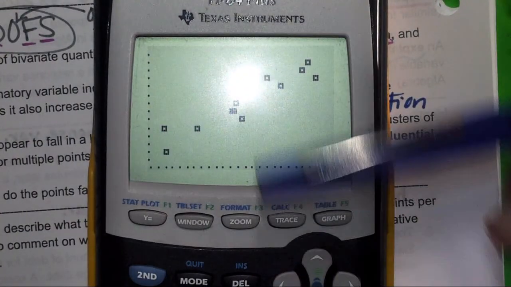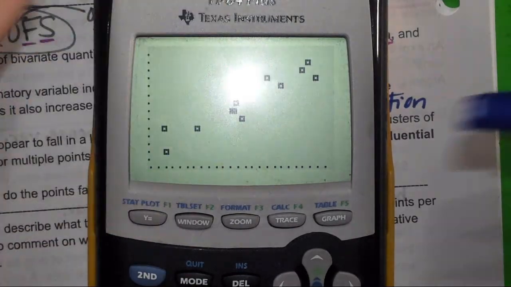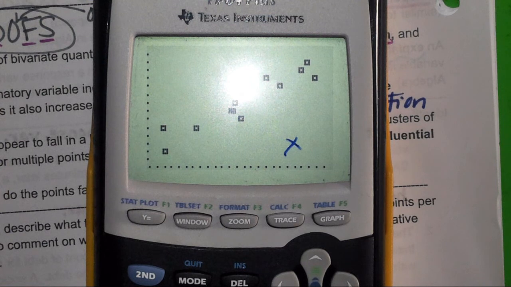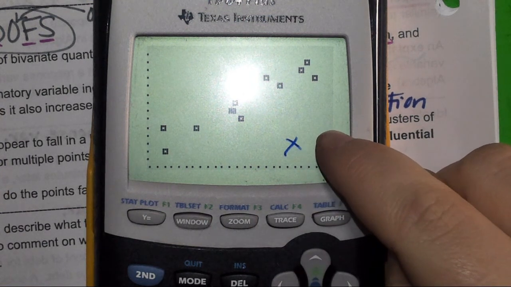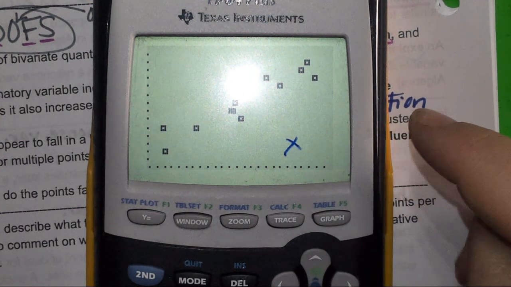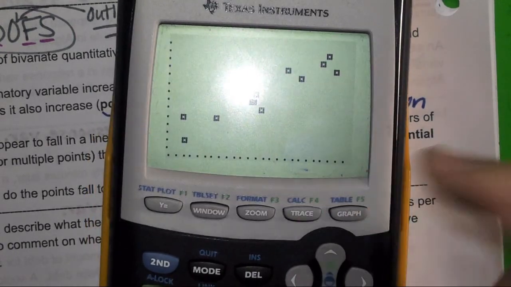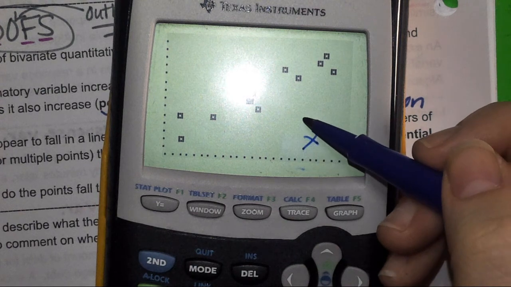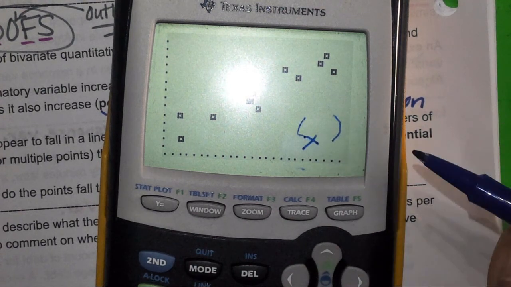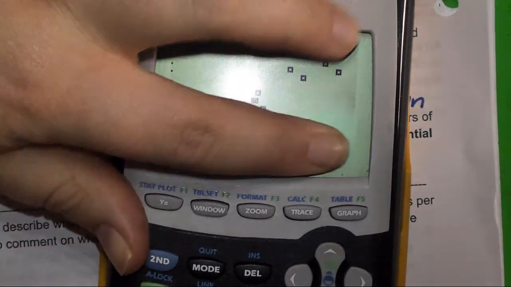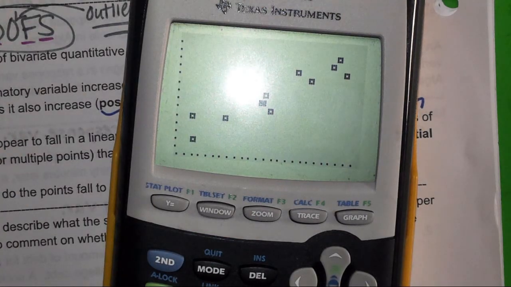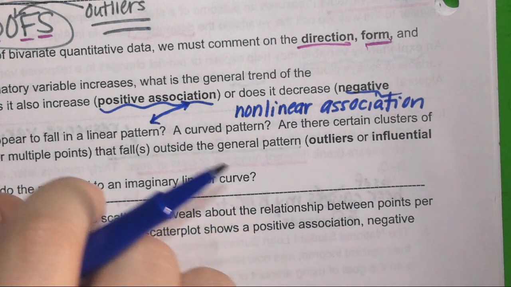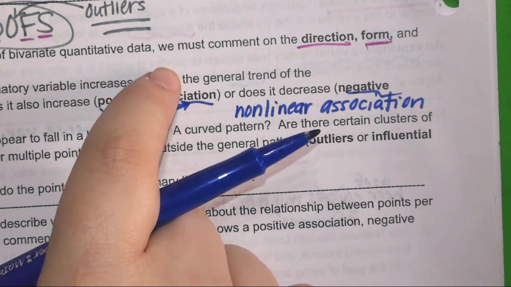So I don't see anything that looks ridiculous. If we fit a line through it, I don't see anything that looks super far away. But if we had a point down here, then we'd say that point is an outlier. So we would say that point is an outlier, and we should probably reference what the actual point is. That would be my suggestion.